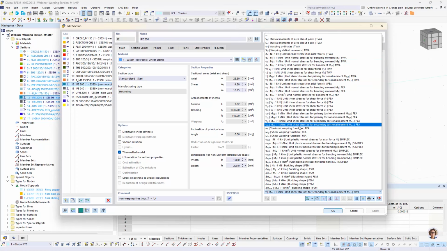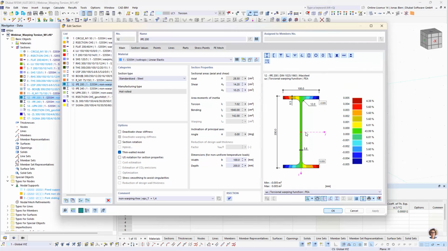And we have access to several other functions, such as the torsional warping function, and so on, that is affine to the warping deformation and the actual warping stresses if warping is restrained.